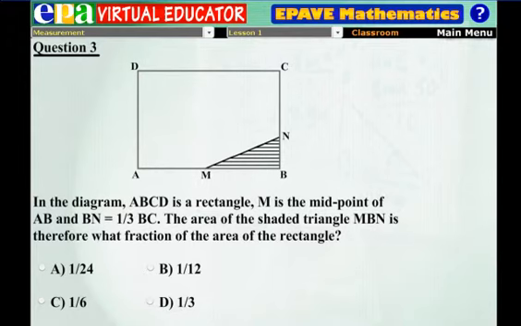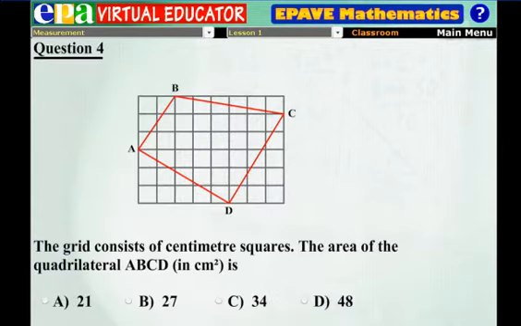In the diagram, ABCD is a rectangle. M is the midpoint of AB, and BN is equal to 1/3 BC. The area of the shaded triangle MBN is therefore what fraction of the area of the rectangle? A, B, C, or D? The grid consists of centimeter squares. What is the area of the quadrilateral ABCD in centimeters squared? A, B, C, or D?